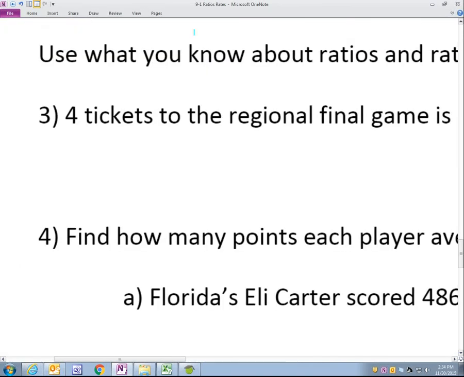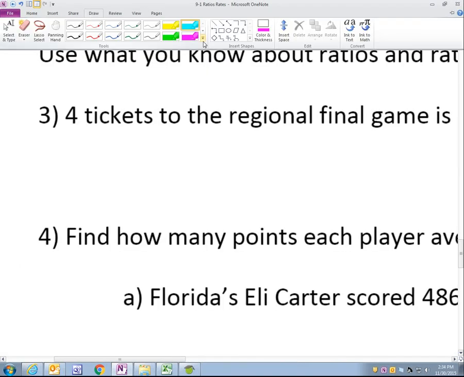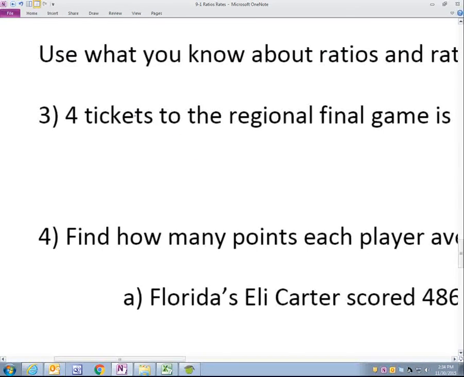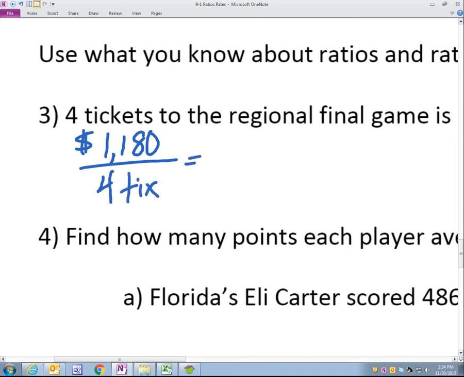So there's a situation here where somebody's going to a regional final game. We'll say that this is NCAA boys basketball, so that's why it's going to cost so much. So you have 4 tickets. Is that right? I had lost that page. Here we go. 4 tickets that cost $1,180. So it's going to be $1 per ticket. So I'm going to get rid of that equal sign.